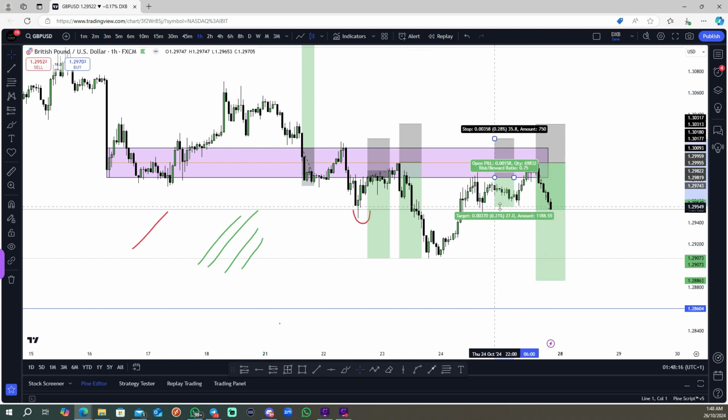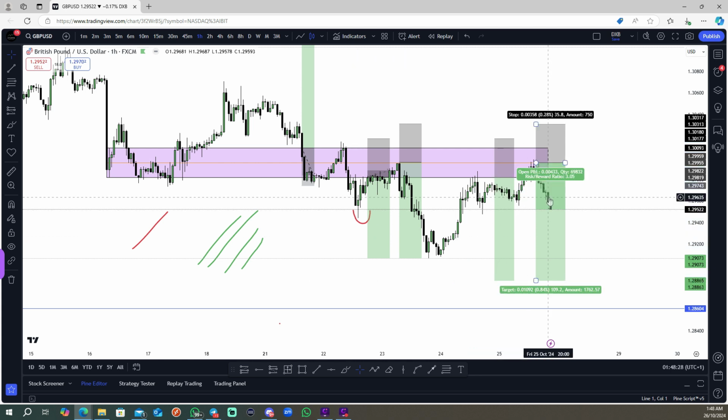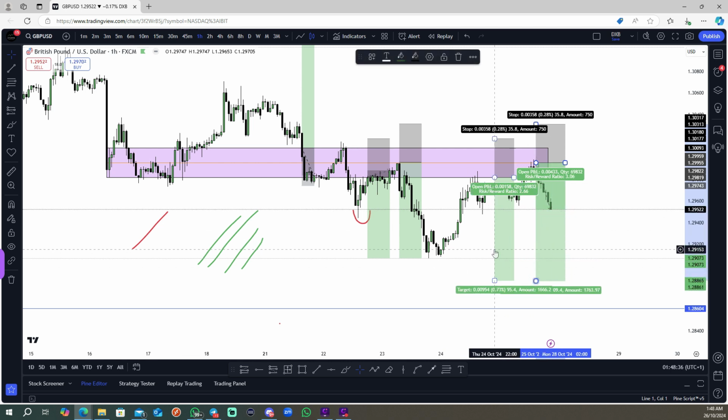If we go up, we can see here we get 35. Okay, so we're not actually at TP1 yet. 35 pips would be TP1, so we're at 30. But this position is giving us 44, let's call it. So we're definitely at TP1 with that position.